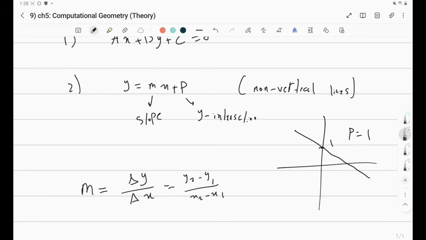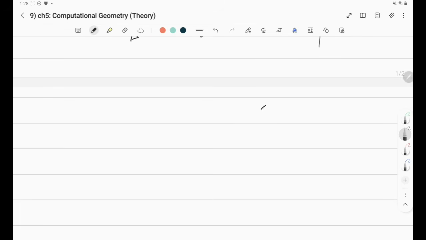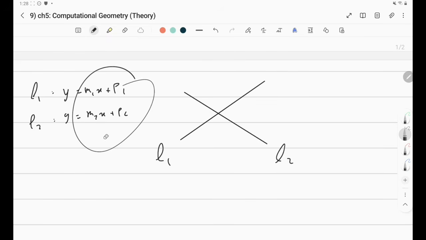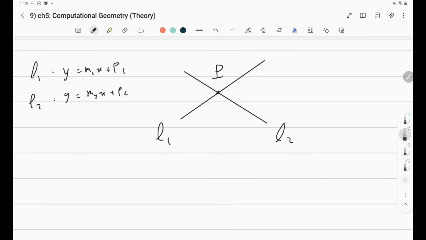And of course, if you want to intersect two lines, then it's easy. Let's say this is L1, this is L2. Let's say L1 is y equals m1 x plus p1, and L2 is y equals m2 x plus p2. You just equate these, figure out x, and figure out y, and you figure out this point here. Maybe let's call it capital P. So it's also easy to intersect two lines.